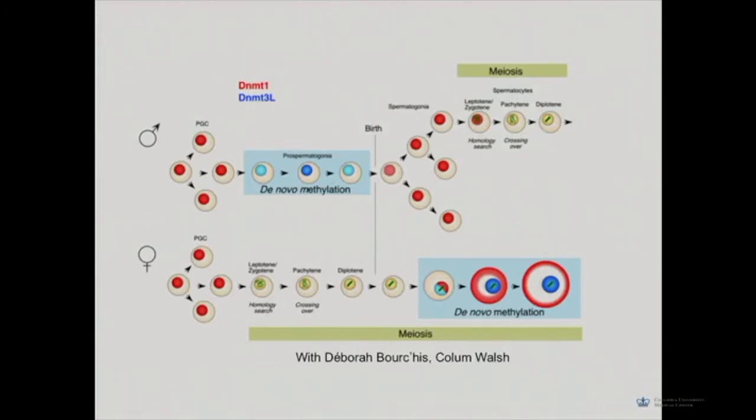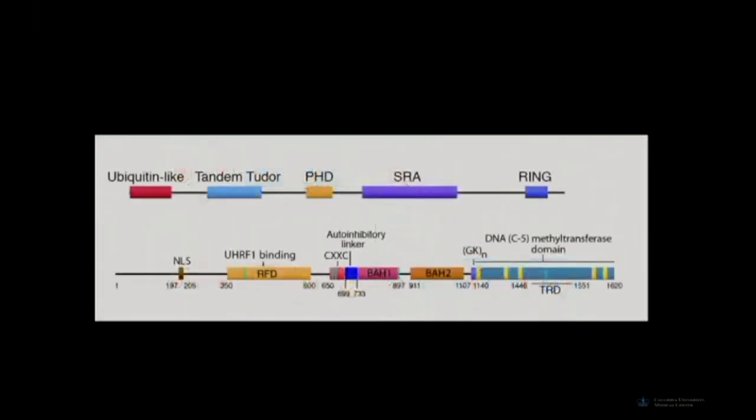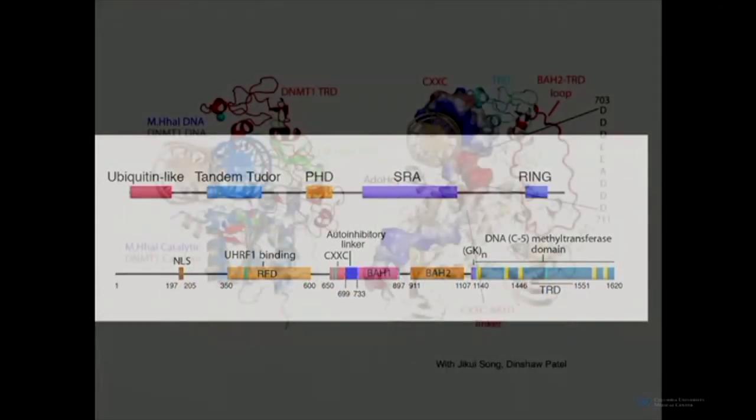And it's really striking that there's a large number of C to T transition mutations in spermatogonia that give rise to a large fraction of cases of disorders such as Rett syndrome. And I think I'll skip that.